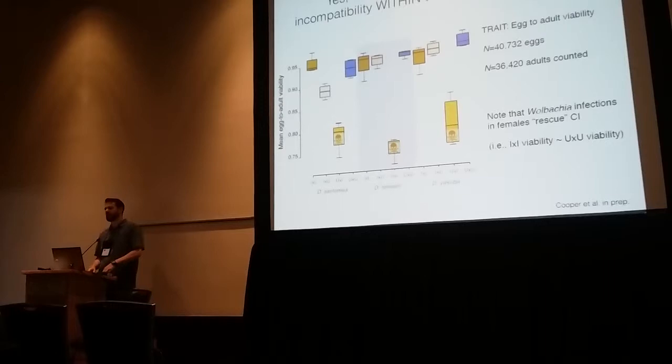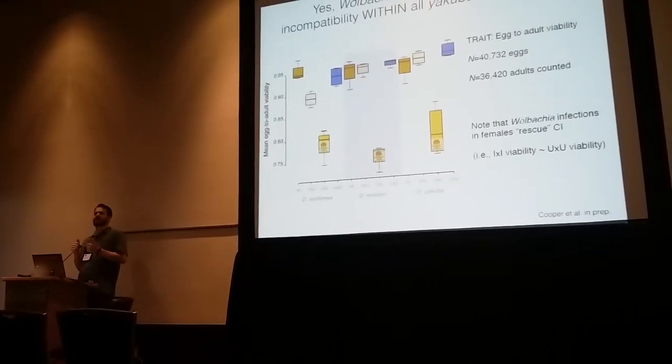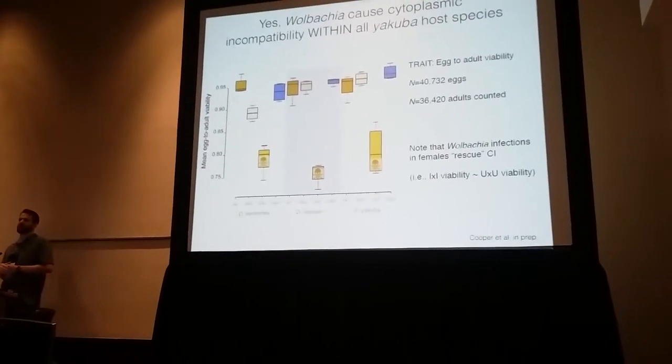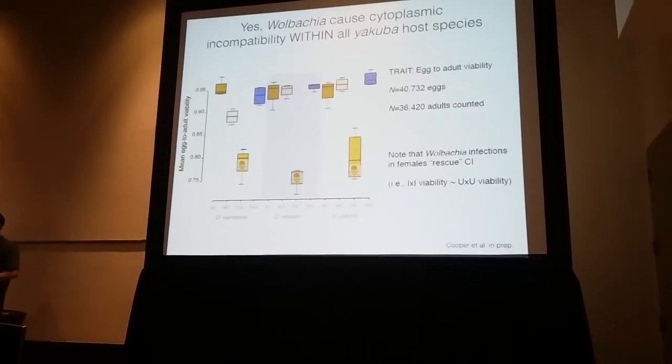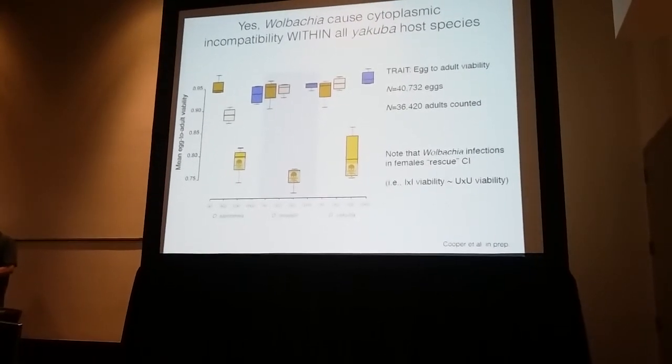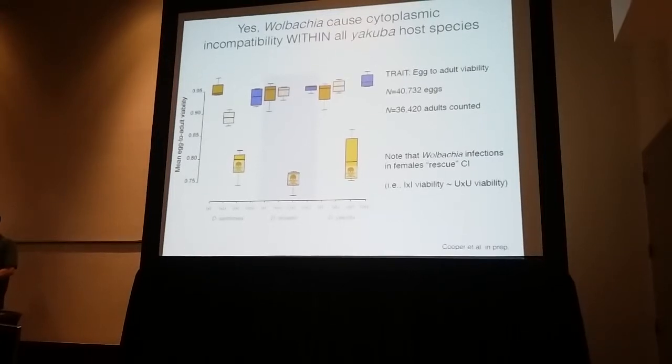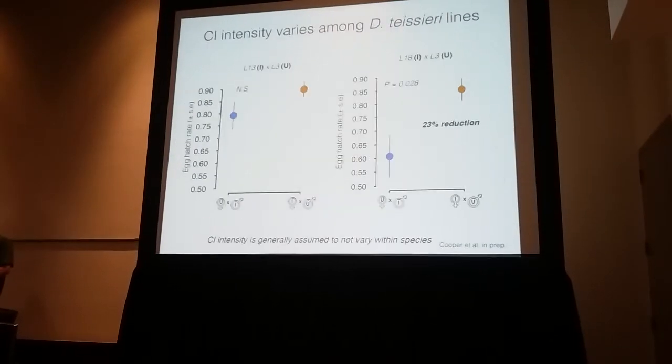And we have all 4 crosses here, so the next thing I want you to see is that in the I-by-I crosses, we also see the females are rescuing this effect. So we have cytoplasmic incompatibility in this group. It seems to be between 20 and 30%, and females can recover that trait, or rescue viability.